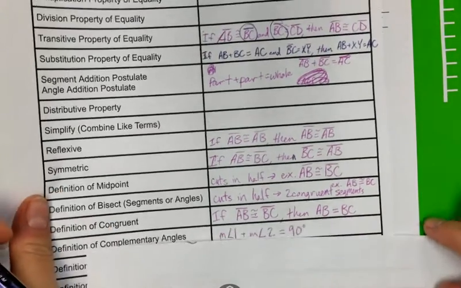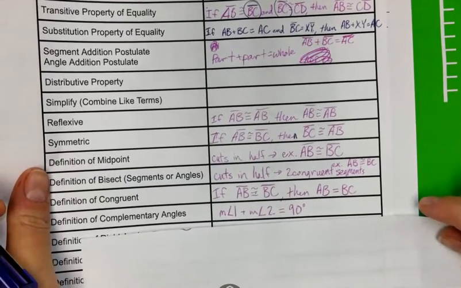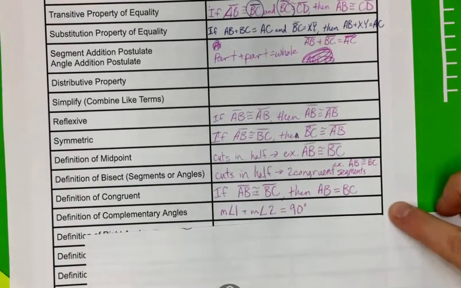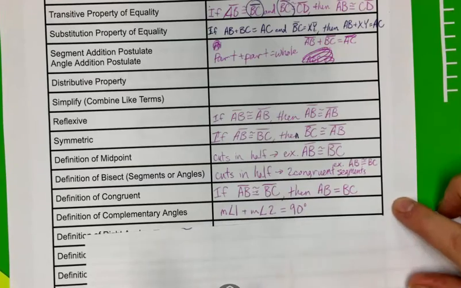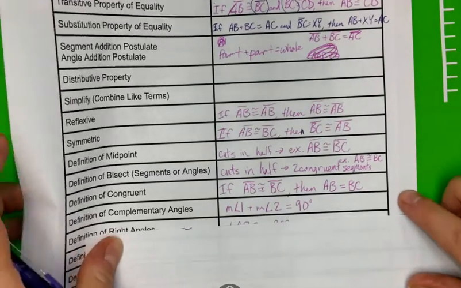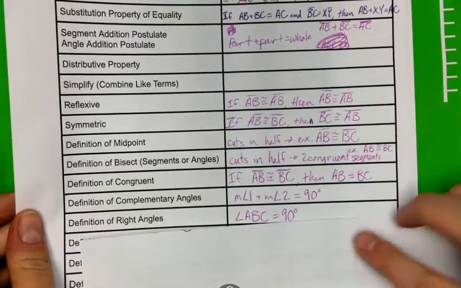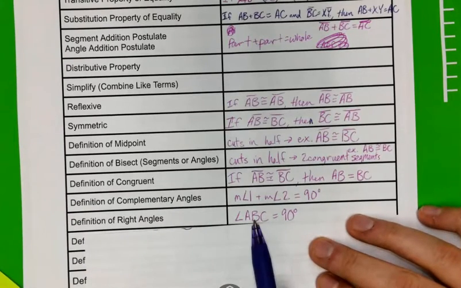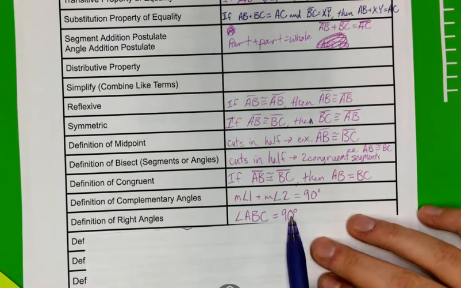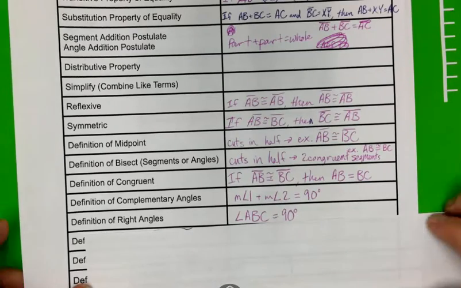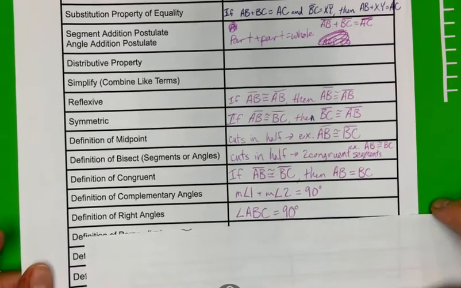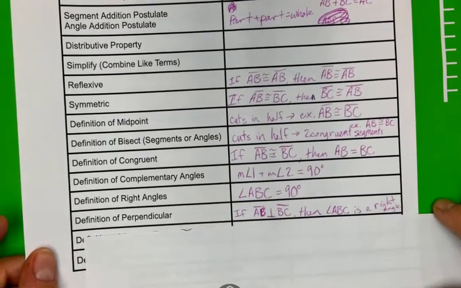Okay, moving on up. Definition of complementary angles: two angles that add to 90. So it's going to be something like this: measure of angle 1 plus measure of angle 2 is going to equal 90. Definition of right angles: a right angle means that it equals 90. So angle ABC is equal to 90 degrees. That's what the definition of a right angle is. Again, feel free, anytime you need to, pause the video.